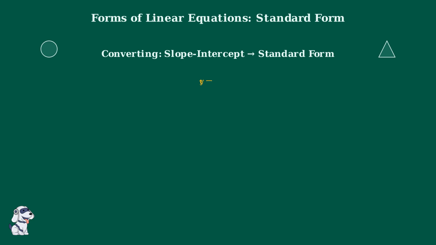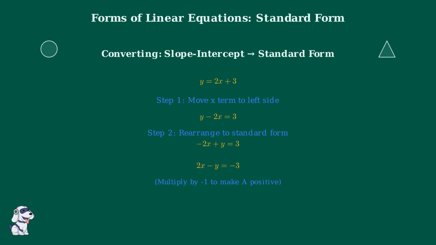First, let's convert from slope-intercept form to standard form, starting with y equals 2x plus 3. Step 1. Move the x term to the left side by subtracting 2x from both sides. This gives us y minus 2x equals 3. Step 2. Rearrange the terms to match standard form ax plus by equals c, and we get negative 2x plus y equals 3. To follow convention and make a positive, we multiply everything by negative 1, giving us 2x minus y equals negative 3.